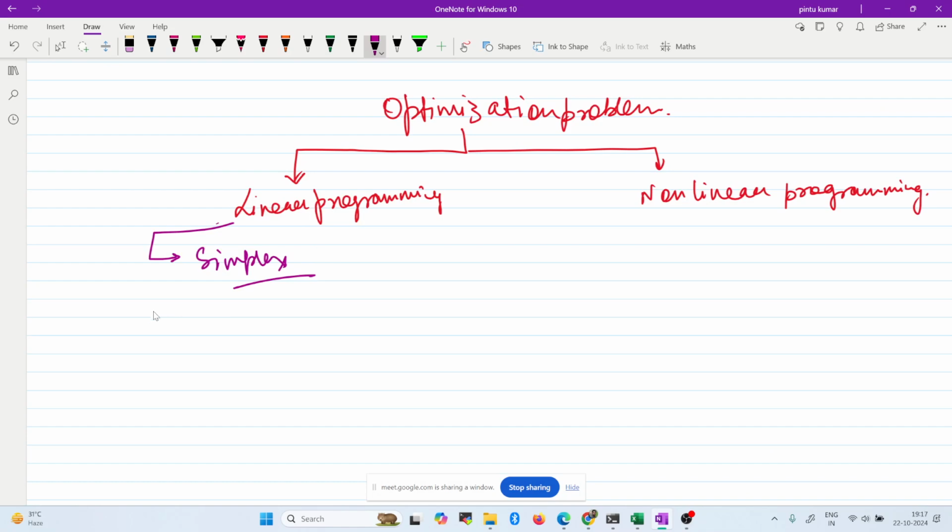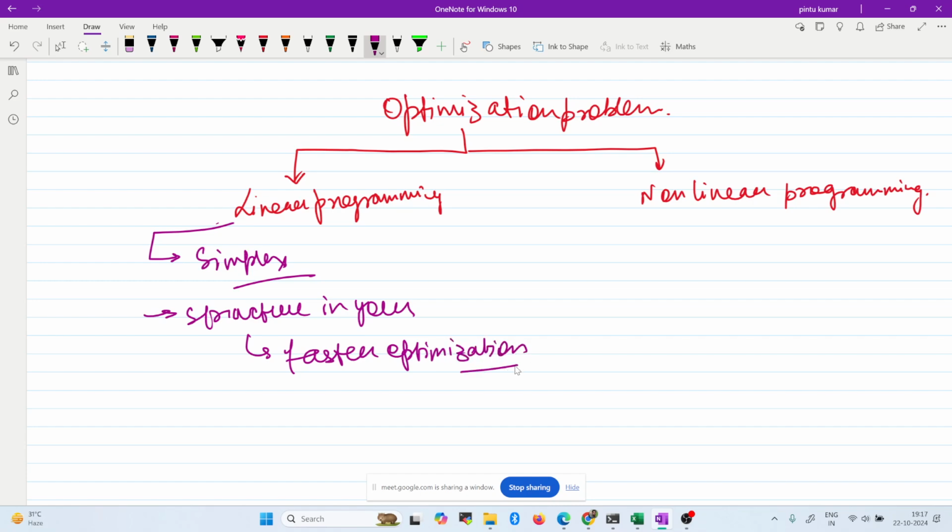Also, if you have some structure in your problem, you can have faster optimization, which can take fewer steps to converge. Okay. And in non-linear programming, if you have quadratic programming, you still have some things that you can do. For others, it's a very open space. Specific problems have specific solutions.